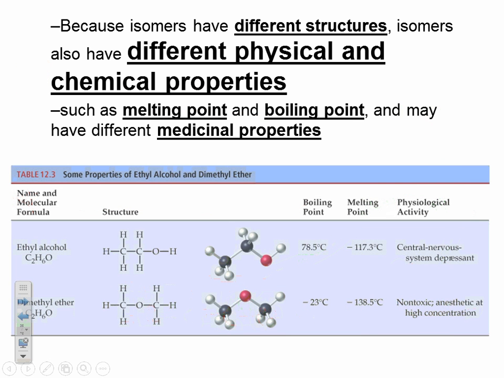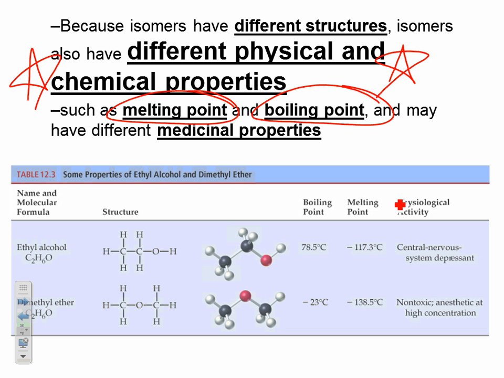Now, the key thing with isomers is that if they have different bonding, they will also have different physical and chemical properties. As soon as you change the bonding, as soon as you change the arrangement of atoms, you will change the properties of the compound. So isomers, although they have the same type and number of atoms, will have different melting points. They will have different boiling points. They will have different medicinal properties.